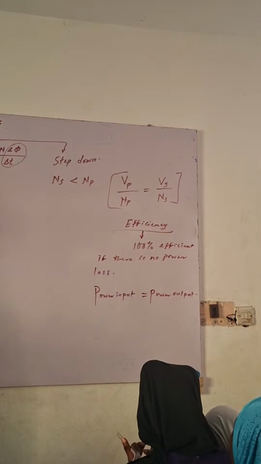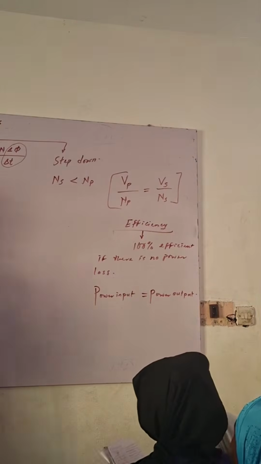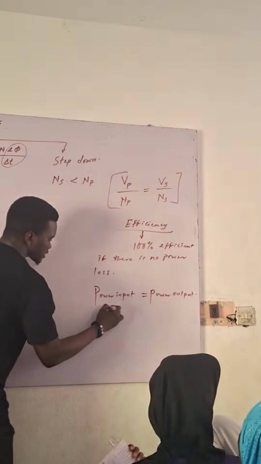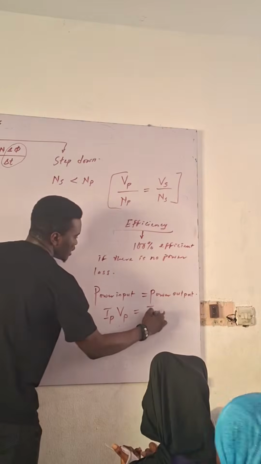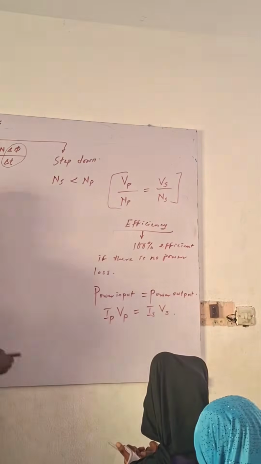Power output is equal to what? Power input. What's power input? IP, VP is equal to IS, VS.